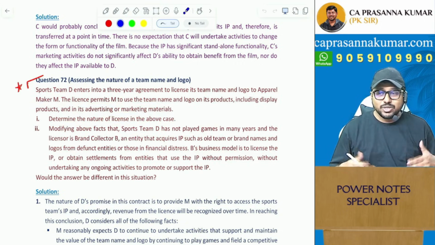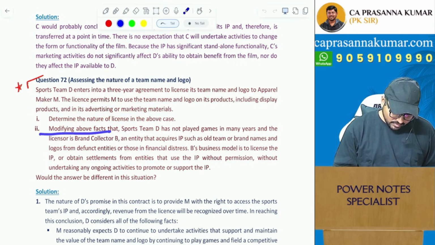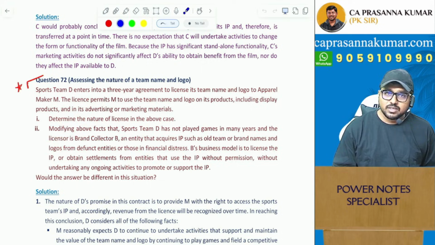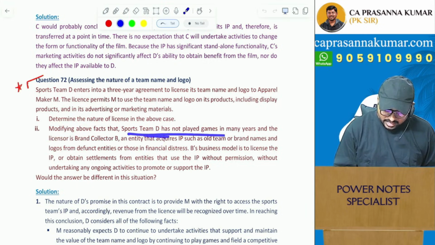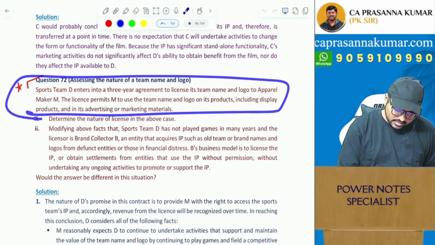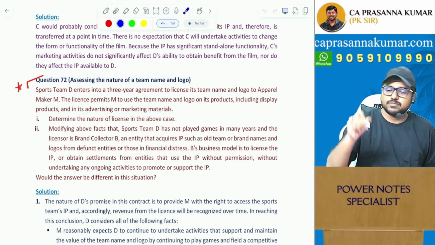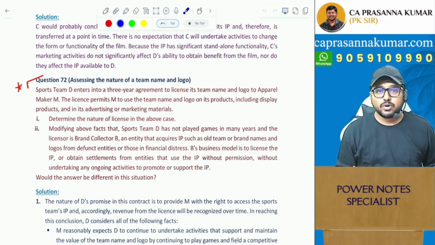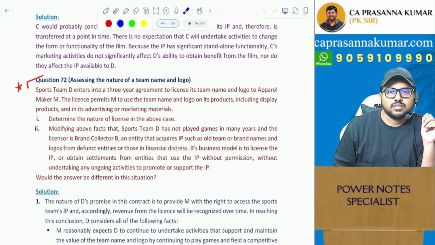Yes, but you need to understand, use the smartness. Here, modifying the above facts, he's saying that this team has not played any games in many years, which means it automatically confirms the fact that here this team is playing games and it is active. This understanding is very important to arrive at the conclusion answer. Are you able to understand?